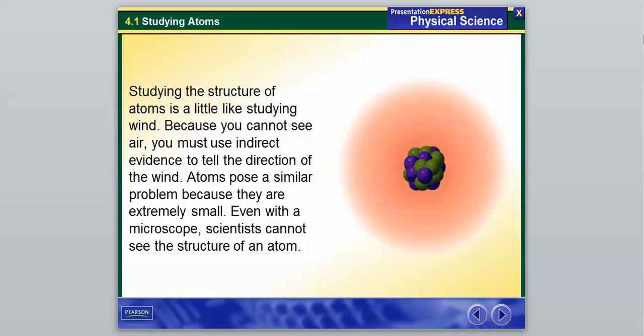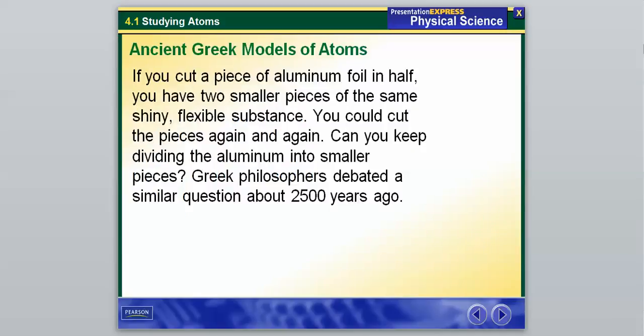And so to start, we're actually going to go all the way back to ancient Greece. Ancient Greece is where people first started trying to explain what an atom was. So in ancient Greece, we're going to tie it in right here with this question. So it starts with a question.